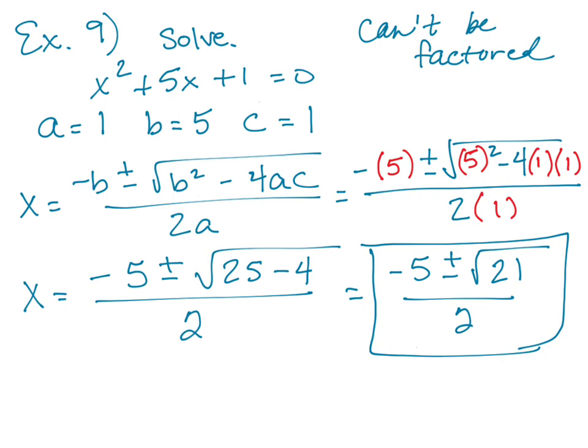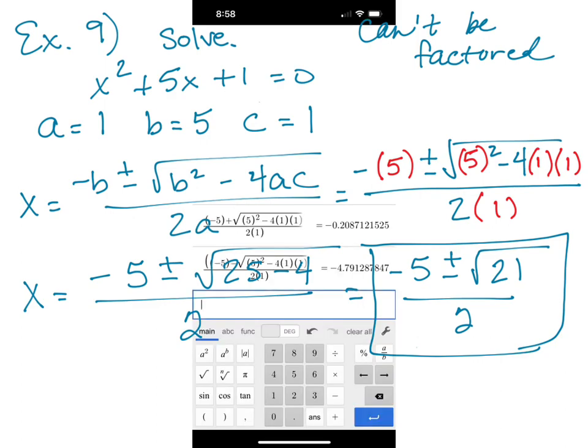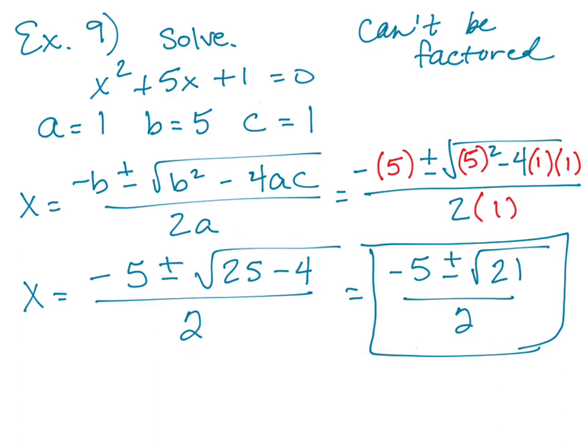If you have a calculator on you right now, let's get it. What if you just did the square root of 25 and then the square root of 4? No, because there's no rule for square rooting a difference. There's no rule for that.